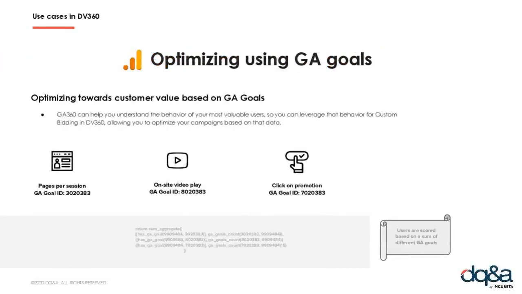The next one is optimizing using GA goals. As said, for those out there who are using DV360 and the premium version of GA, you can use the different GA goals to leverage that for custom bidding in DV360, allowing you to optimize based on GA data. This could be pages per session, and in this case, on-site video play, a click on a promotion. Users in this case are scored based on the sum of different GA goals.